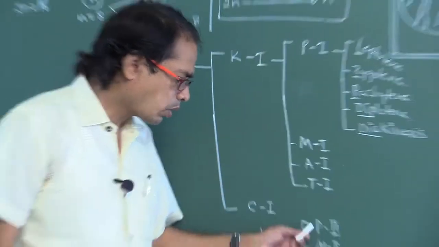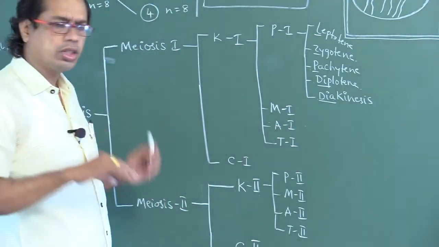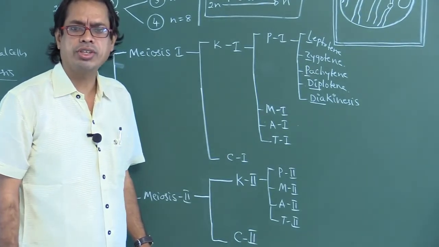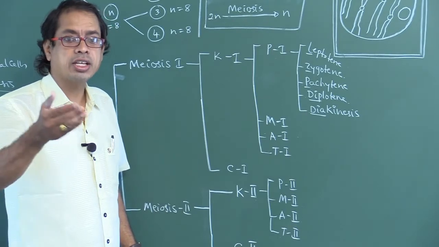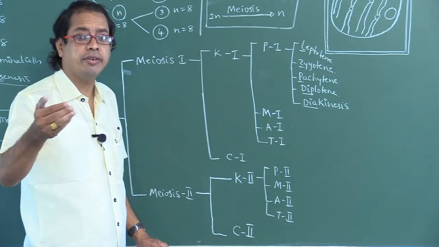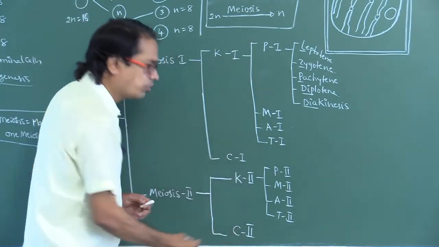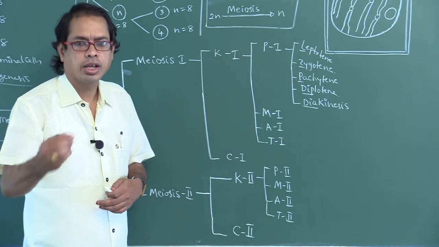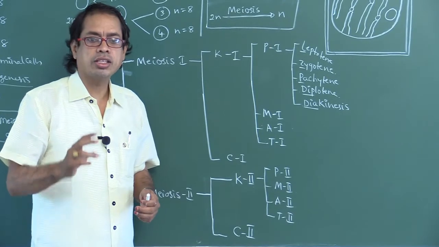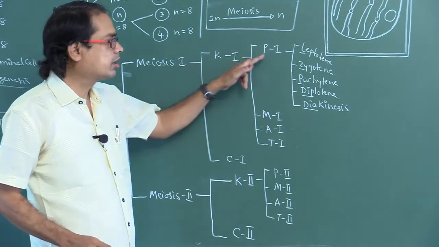Karyokinesis 2 contains prophase 2, metaphase 2, anaphase 2, telophase 2. If we observe K1, K2, how many times does the nucleus undergo division? 2 times. And cytokinesis 1, cytokinesis 2: how many times does the cytoplasm divide? 2 times. The longest phase of meiosis 1 is prophase 1.